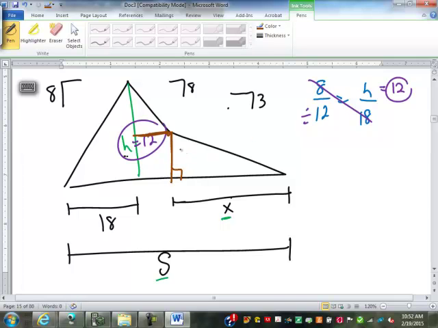So then, we can cut this part up here into two right triangles like this. I'll call this A and this part here B. I know that A plus B equals H, right? So A plus B equals 12.